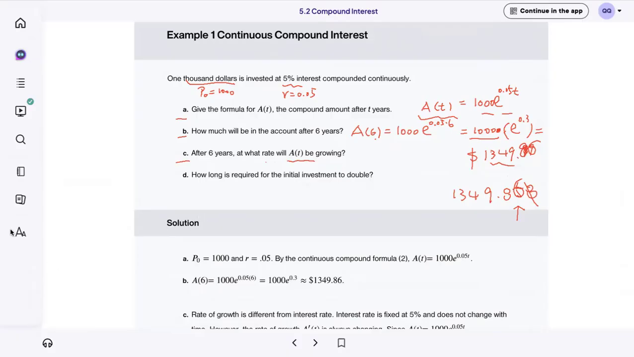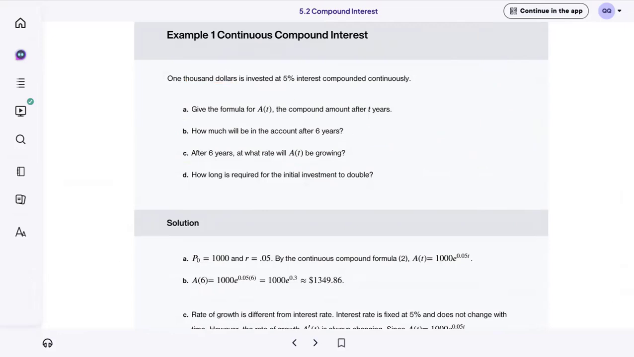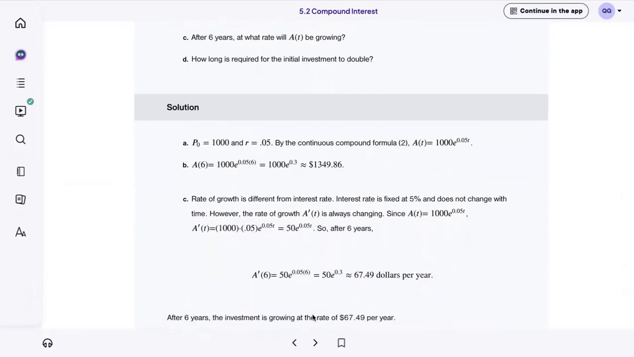Actually, the textbook has all the answers. We could just follow that, because for me to write down this is very difficult. Okay, you see A, we just plug in A of t. We have A of t equals 1,000 times e raised by 0.05t. And for B, we just plug in 6 for t. So we do e raised by 0.3 first, then we multiply by 1,000. So we get $1,349.86.